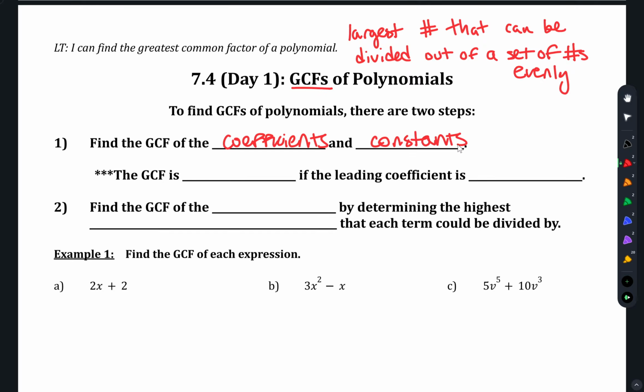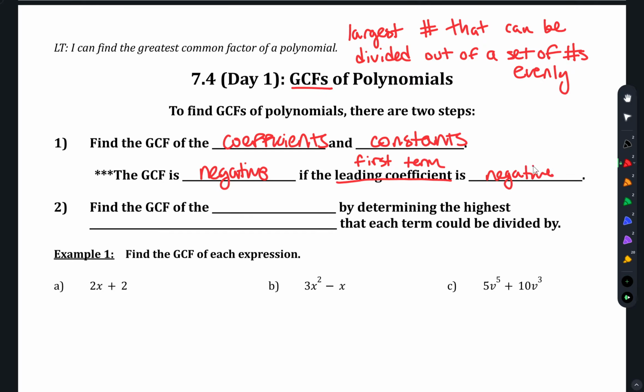Coefficients and constants, those are the numbers. So any number you see in front of a variable, any number that doesn't have a variable at the end, those are my coefficients and constants. One rule that we have for taking out the GCF of a coefficient or a constant is that the GCF is going to be a negative number if the leading coefficient, aka the first term, is negative.